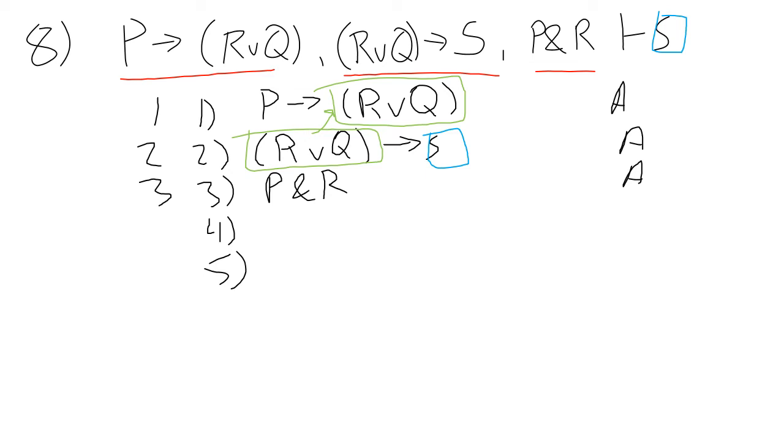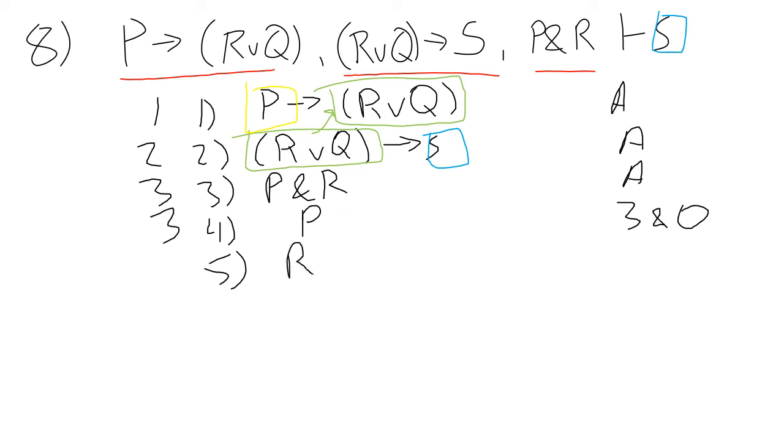So we know that all we have to do is free up this conditional statement, and then we can get the antecedent that we need there, and then we can kick out the S for our proof. So to do this, we've got to get rid of the P from the P and R.